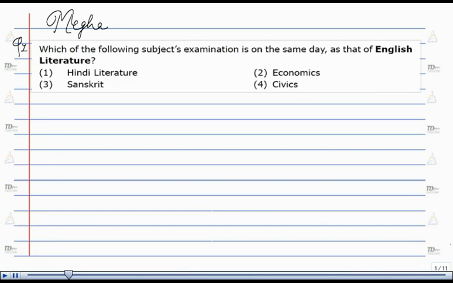The question is, which of the following subjects examination is on the same day as that of English Literature? Now, as we have already discussed directions for this question in the above ones and had made a table also. So from that table we get the answer to this question as option number 4, that is Civics.